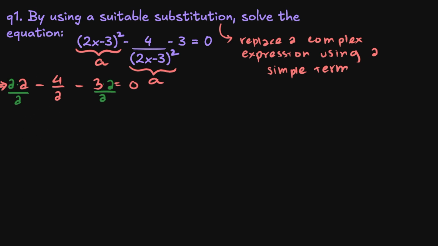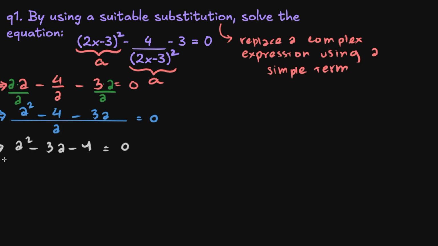Okay, now that we have a common denominator, I am going to combine all of these three terms into one. So we're going to get a as the common denominator, and at the top we will get a times a squared, minus 4, minus 3 times a is 3a. Now we'll take a from the denominator to the right hand side, and that's going to become 0. So we'll get a squared minus 3a minus 4. I just rearranged the top a little bit.